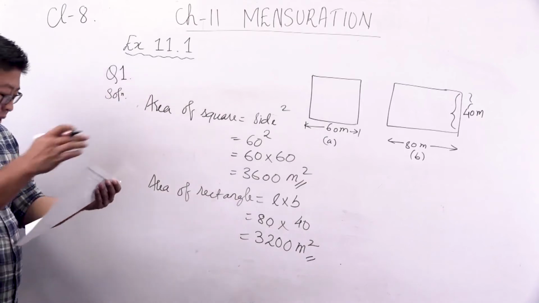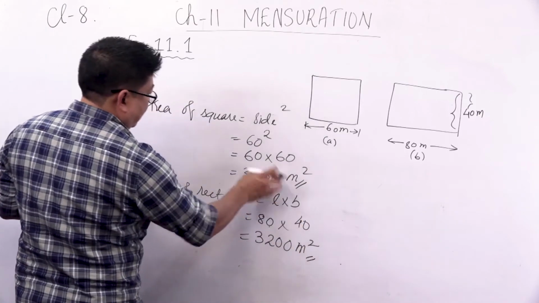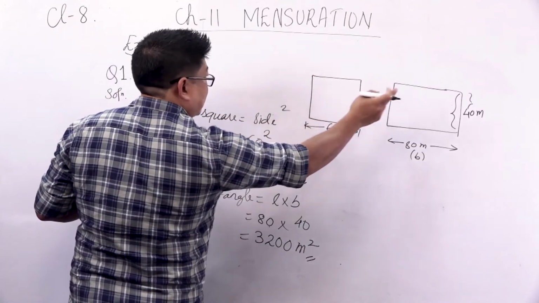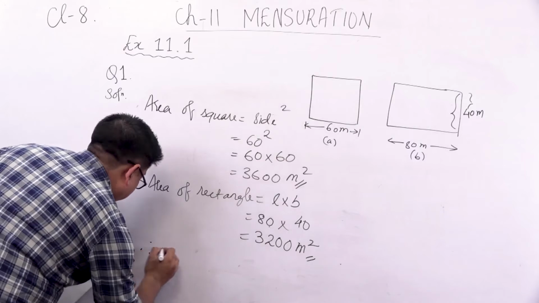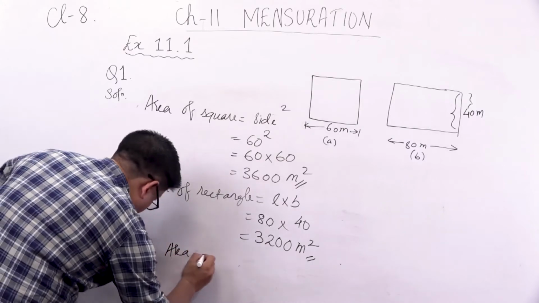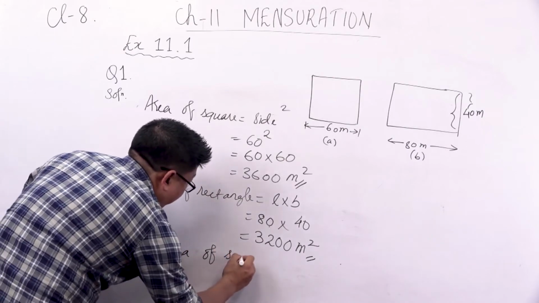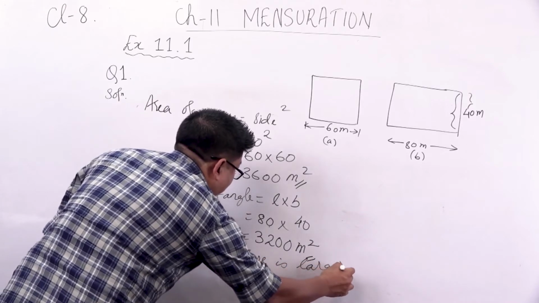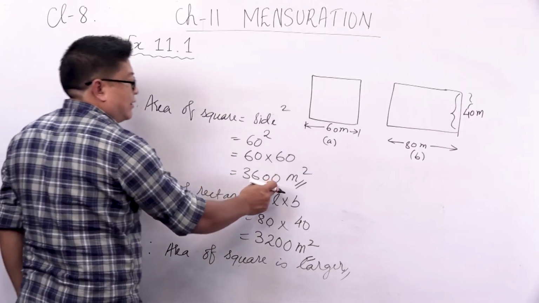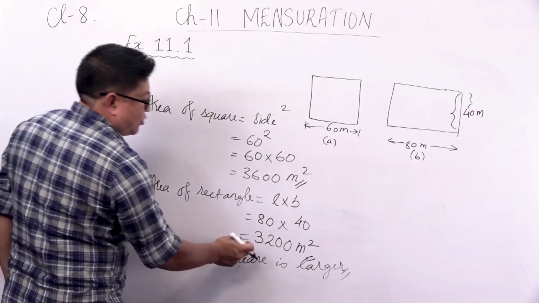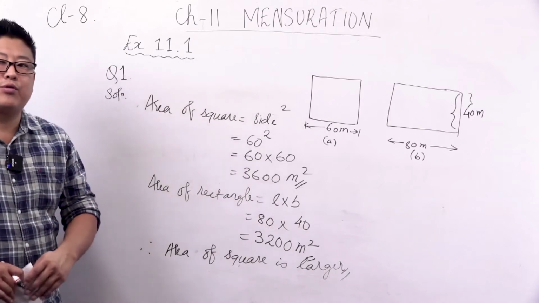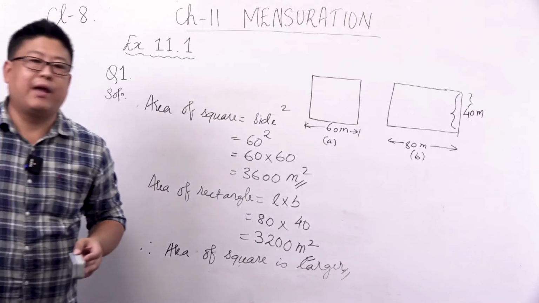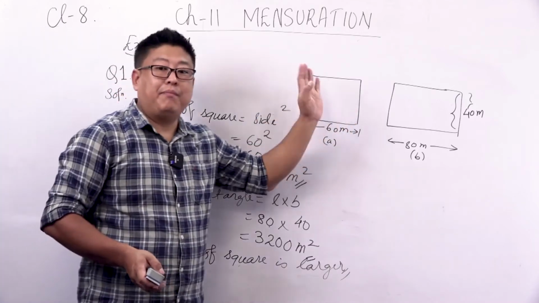Now, to compare this and this, which is bigger? The area of square is bigger. Therefore, area of square is larger. See, 3600 and area of rectangle is 3200. So obviously area of square is bigger than area of rectangle, even if they have the same perimeter.